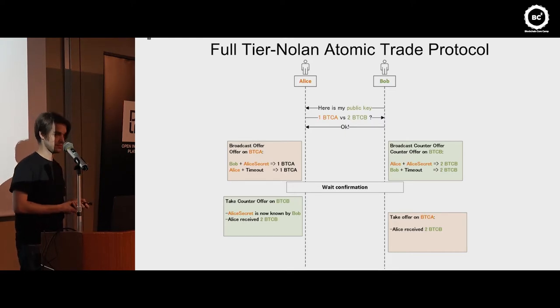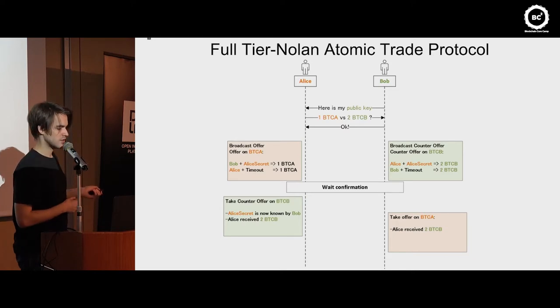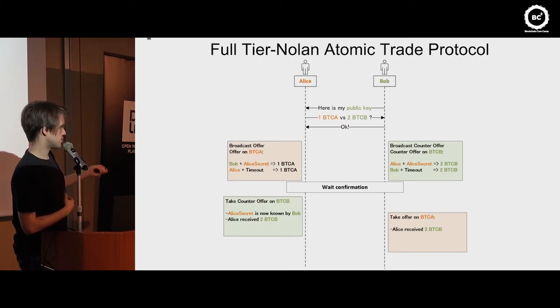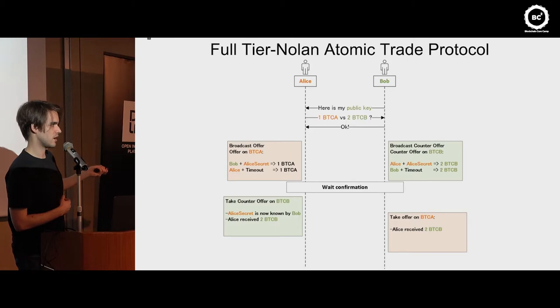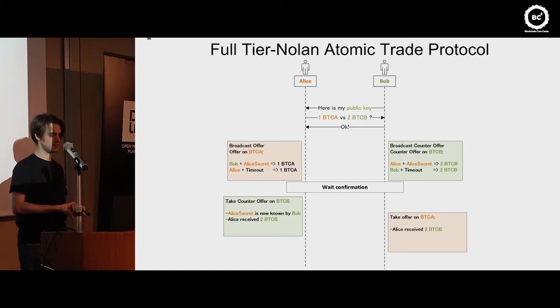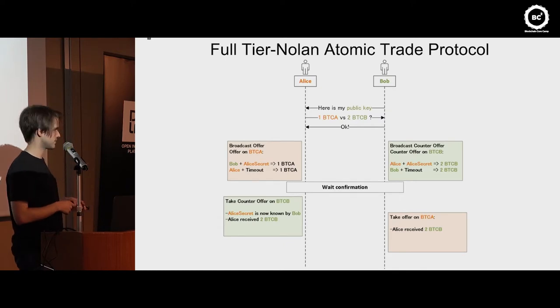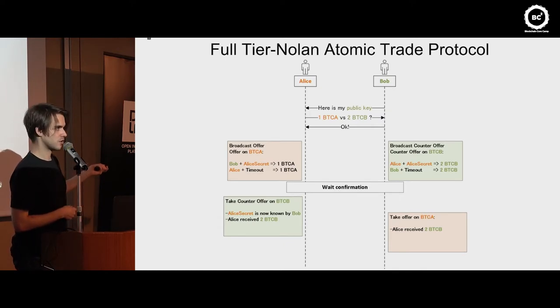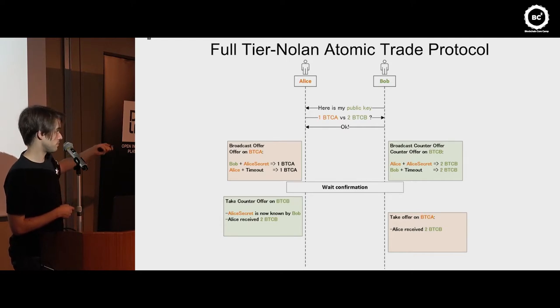So she takes what I call the counter offer. By doing that, she's revealing the value X that Ethan was telling you. So she's revealing the secret. Bob sees that on the BTCB blockchain and can then take the offer.